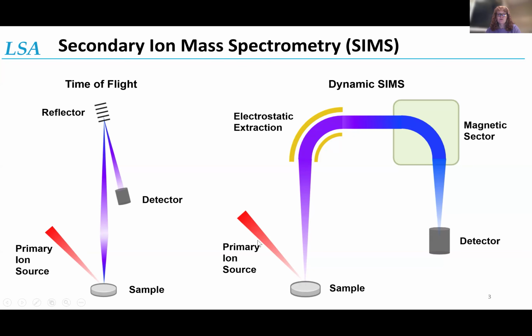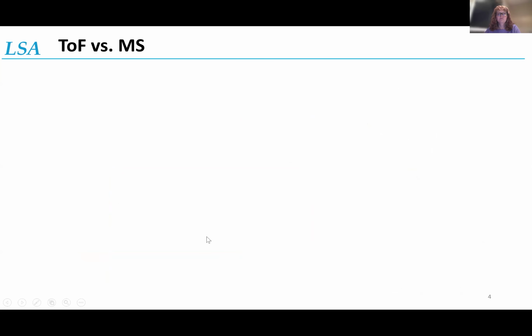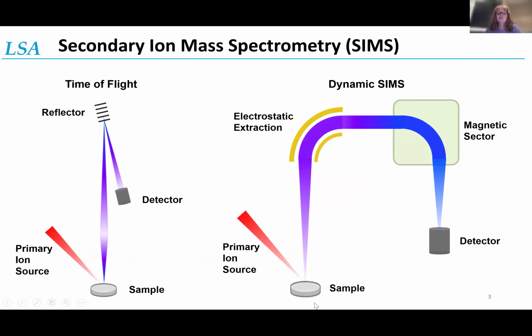So once you've selected your primary ion source, you then fire the primary ions at the sample. The sample is held at a voltage, be it positive or negative, and this voltage going across the sample creates an electric field, which extracts the secondary ions up the secondary column and into whatever sort of extraction you have on it.